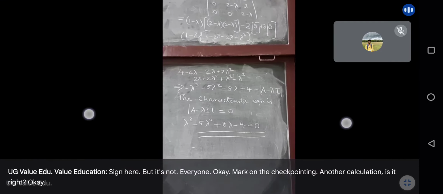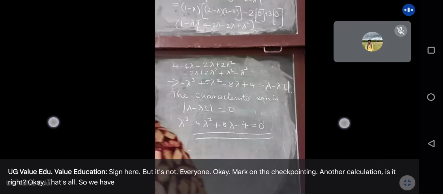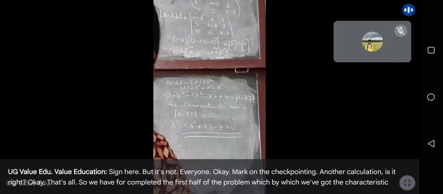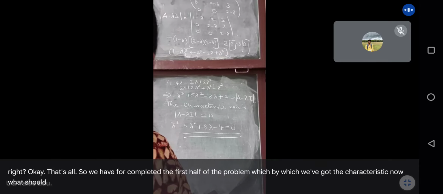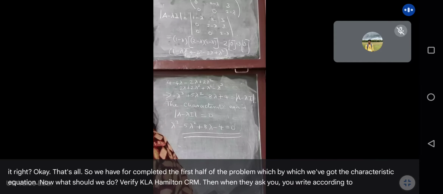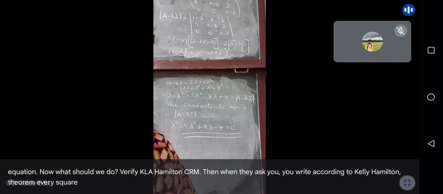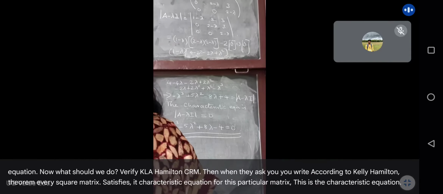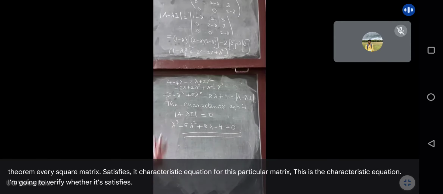Okay. That's all. So we have completed the first half of the problem, by which we have got the characteristic equation. Now what should we do? Verify Cayley-Hamilton theorem. Then when they ask you, you write according to Cayley-Hamilton theorem, every square matrix satisfies its characteristic equation. For this particular matrix, this is the characteristic equation. I'm going to verify whether it satisfies. Okay, so let us check.